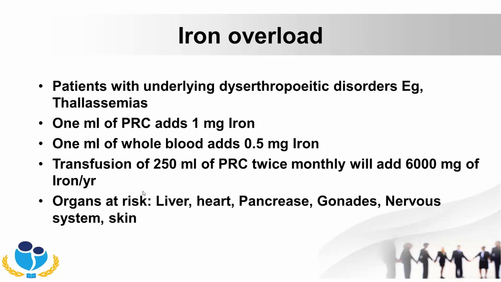Imagine, this is overload. There are certain organs which are at risk, like the liver, heart, pancreas, gonads, the nervous system, and the skin. These organs are affected by the mechanism of free radical formation, because iron will form free radicals and damage the liver, heart, and pancreas.